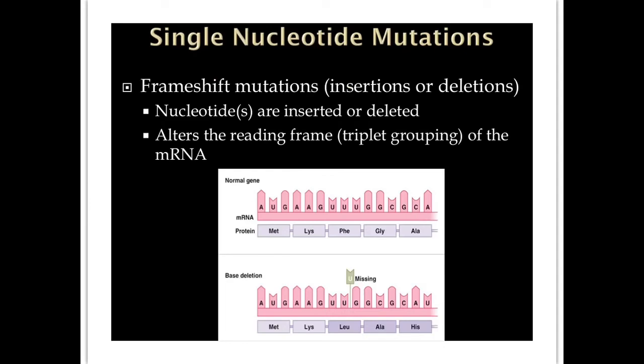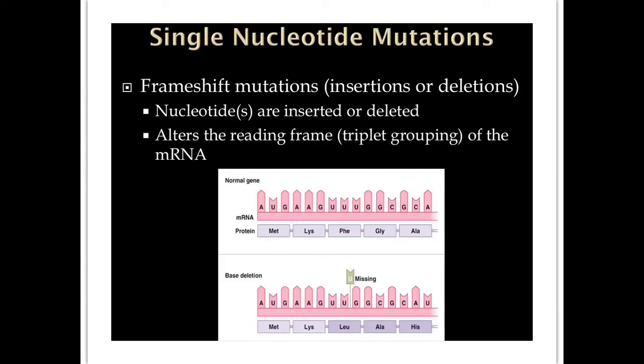The other type of mutations aside from point mutations are frameshift mutations. Frameshift mutations can also be called insertions or deletions because this is when nucleotides are either inserted or deleted. Point mutations, there is just a substitution. So you can see with frameshift, I'm actually changing the amount of nucleotides in my gene. And because of this, I'm going to alter that reading frame, that triplet grouping, the 3x3 reading frame of the mRNA.